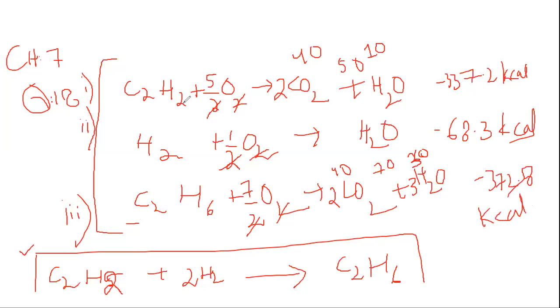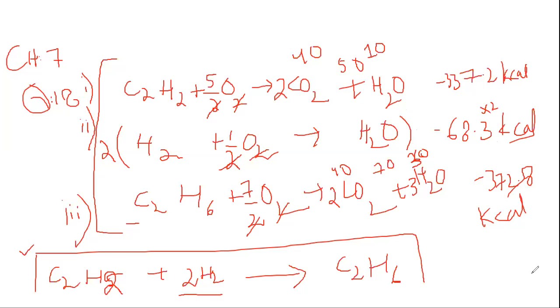So first we are going to add these two equations. Before adding equation number 1 and equation number 2, you can see in the required equation the number of moles of hydrogen gas is 2. But in equation number 2, we just have 1 mole of hydrogen gas. So we have to multiply the second equation with 2. If we multiply the equation, then its enthalpy will also be multiplied with 2.